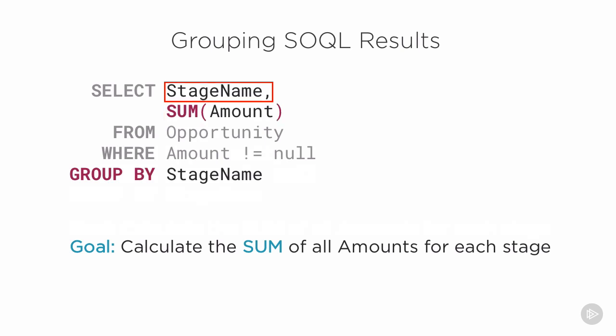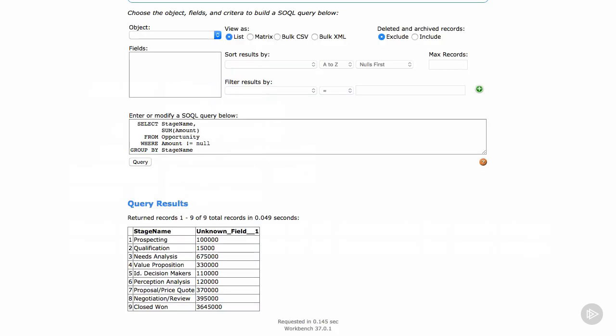Notice also that I removed all fields we were querying except for the stage name. Once you use the group by keyword, you can no longer include any fields that aren't an aggregate function, with the exception of the field you're actually grouping by. So I can include stage name, but I can't include any other opportunity field unless it's part of an aggregate formula. We now have a valid SOQL query. This is how it appears in Workbench.